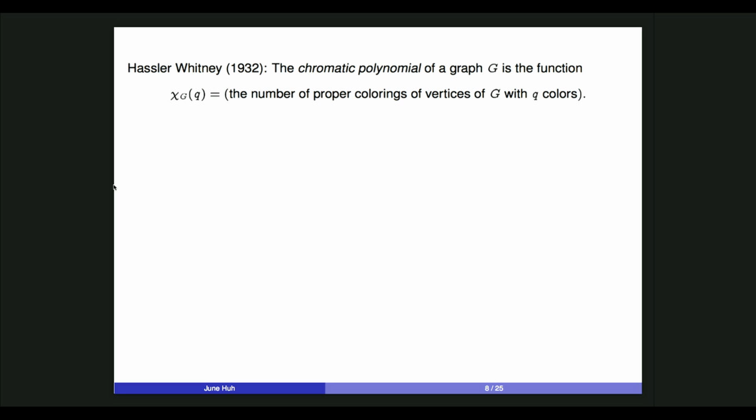And the story starts from Hassler Whitney, who, following his teacher Birkhoff, defined the chromatic polynomial of any finite graph G. It is defined initially as a function with the domain the natural numbers, and target also. And the value of this function associated to a graph G at a particular natural number q is the number of ways to color the vertices of your graph using q colors, with one condition: you have to use two different colors when the two vertices are connected by an edge. That's a function.